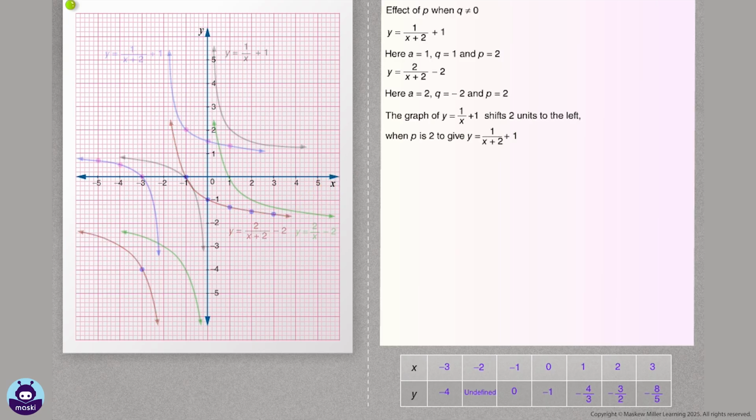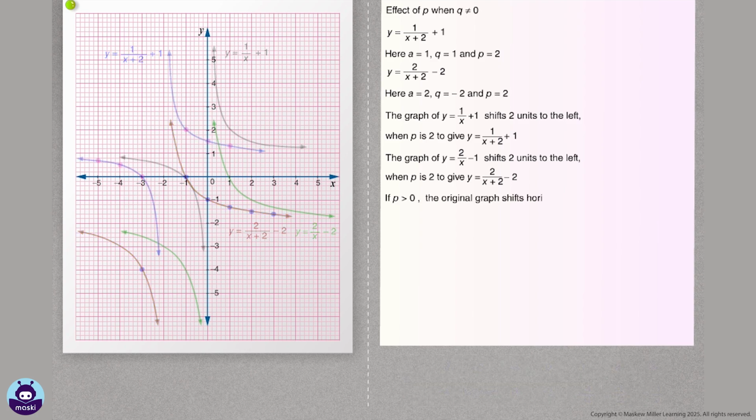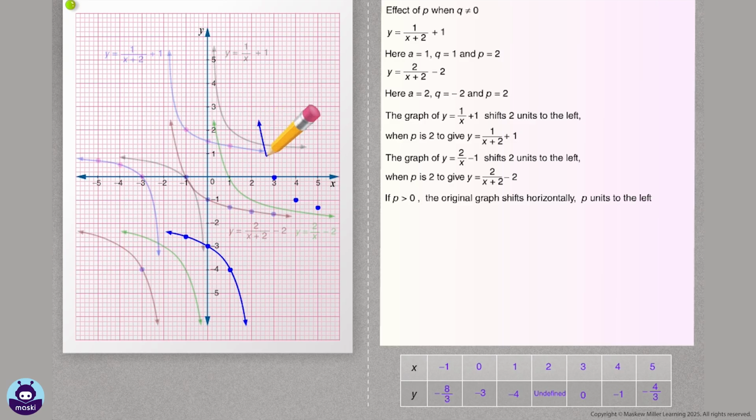In the last two functions that we have plotted, the graph of y equals 1 over x plus 1 and y equals 2 over x minus 2, respectively, have been shifted horizontally to give the graphs of y equals 1 over x plus 2 plus 1 and y equals 2 over x plus 2 minus 2. Looking at all the cases, we can conclude that the introduction of parameter p in the hyperbolic function shifts the original graph horizontally by p units without affecting the shape of the graph.